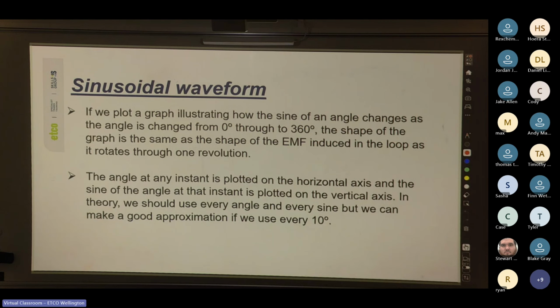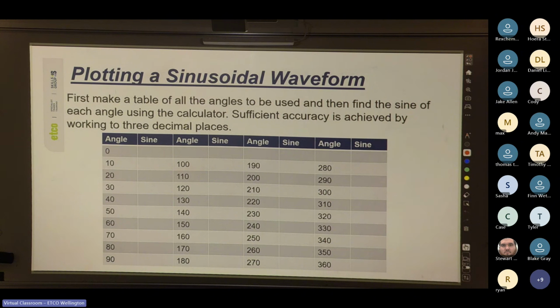So the angle at any instant is plotted on the horizontal axis, and the sine of the angle at that instant is plotted on the vertical axis. In theory, we should use every angle and every sine, but we can make a good approximation if we use every 10 degrees. So if we start with the angle, we can start figuring out the sine of it. So we'll do the first one.